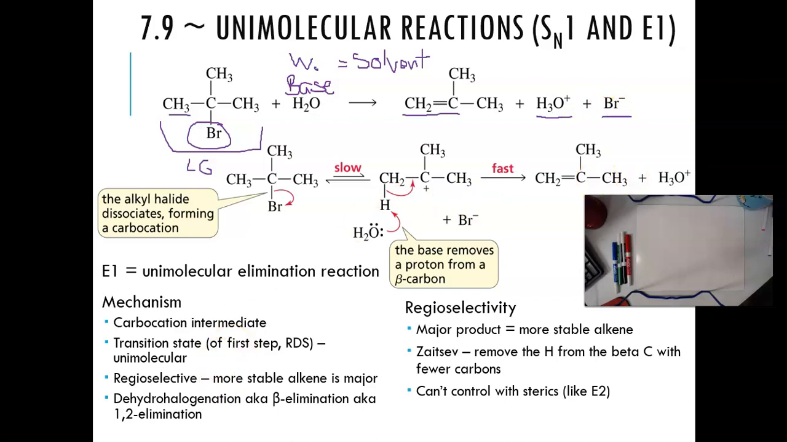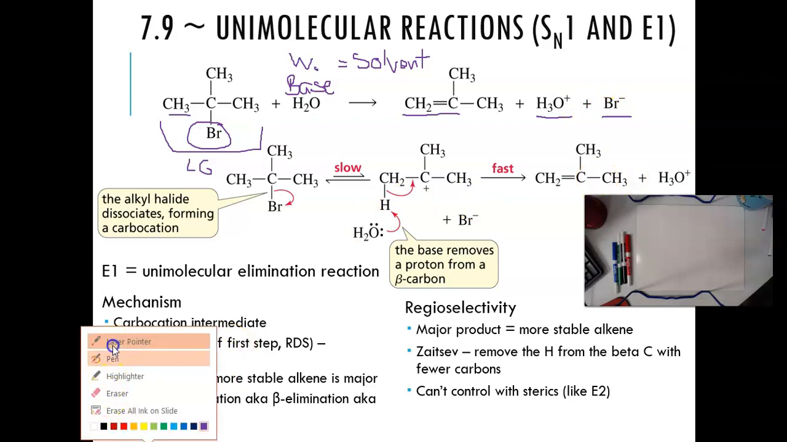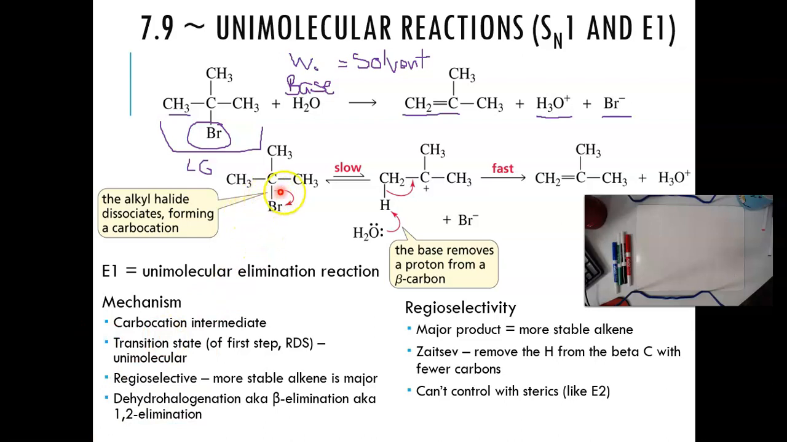So when we look at the mechanism for this reaction, we have the loss of our leaving group, which is our slow rate determining step, we have our carbocation intermediate, and then in our second step, we have a proton transfer. So here's our base, it's removing that hydrogen, and then the electrons are creating that alkene double bond for our final product. Now a couple things about this, it does have similar names to our E2.